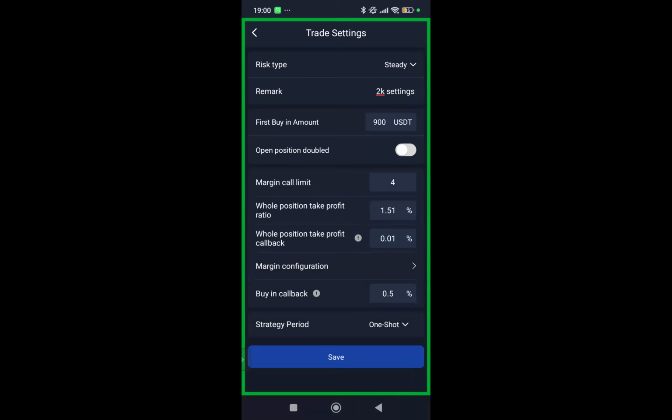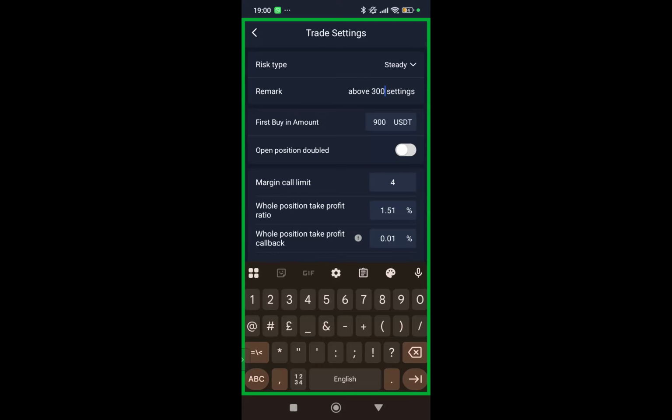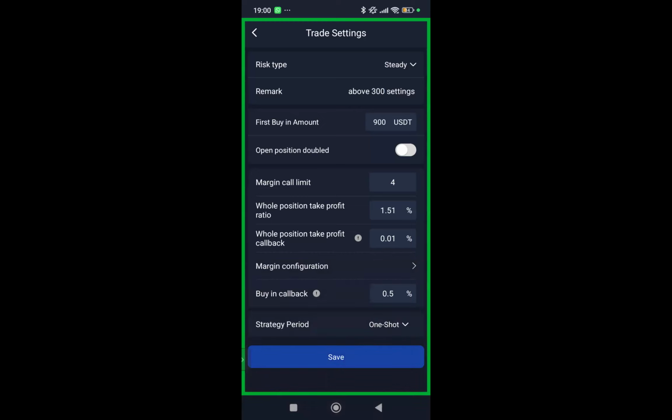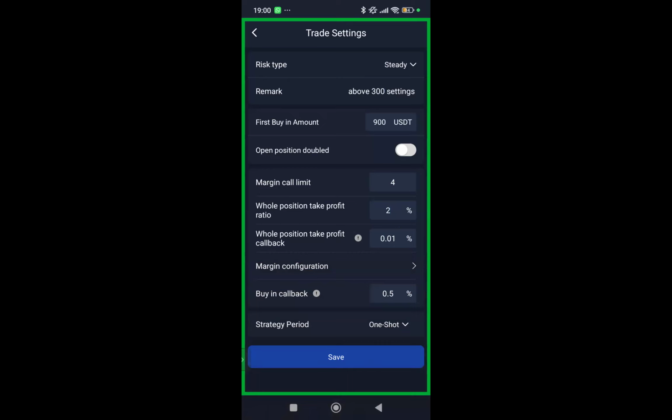So this setting is the setting for anything above $300. Just choose the first buying amount as 45% of your capital, and every other setting remains. This one is above $300 setting. Then of course, your profits, make it more than 1.5. Anyway, after the trading, as we go along, you will see the power of increasing. Yeah, you can put 2.